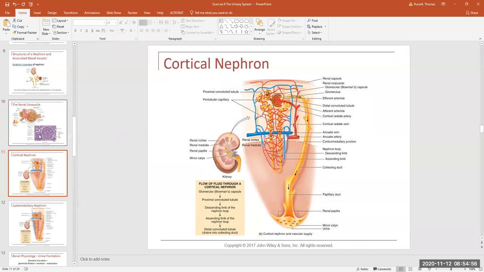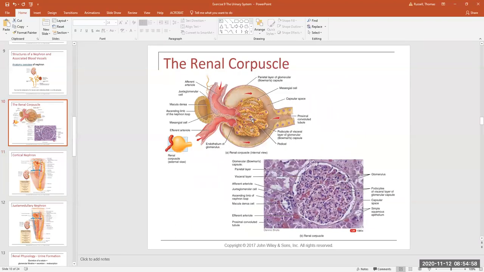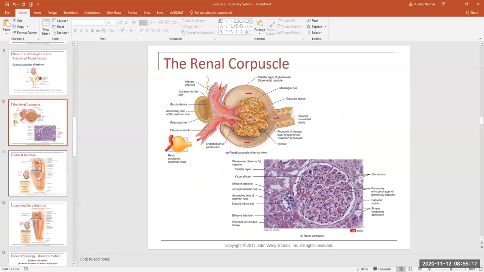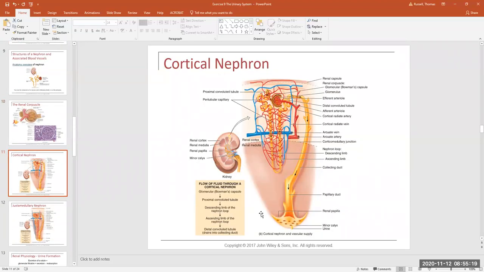So the blood pressure in the glomerulus constantly changes in order to change how fast we filter and ultimately to maintain a constant filtration rate. Sometimes it goes up a little bit and we've got to bring it down. Sometimes it goes down a little bit and we've got to bring it back up. So that's referred to as glomerular filtration rate. And we're going to get into that in one second.